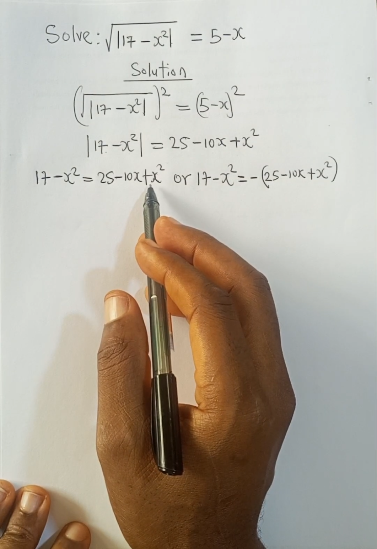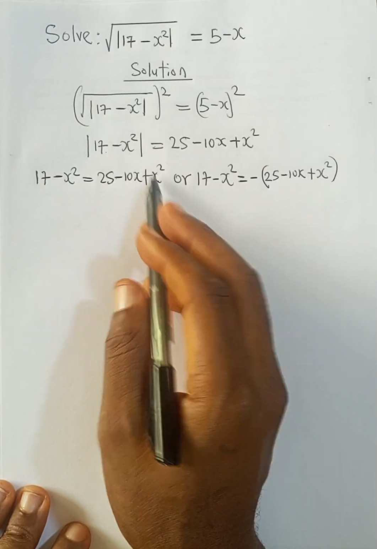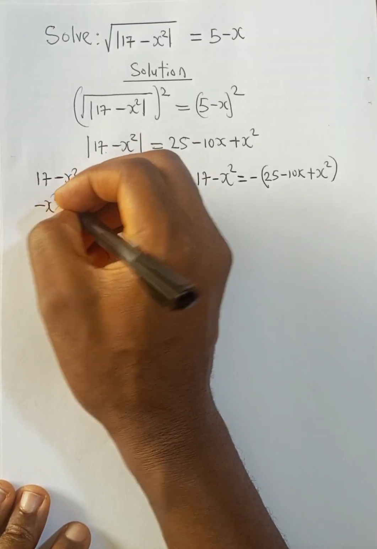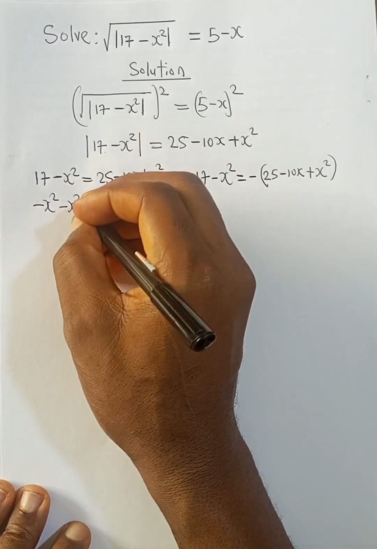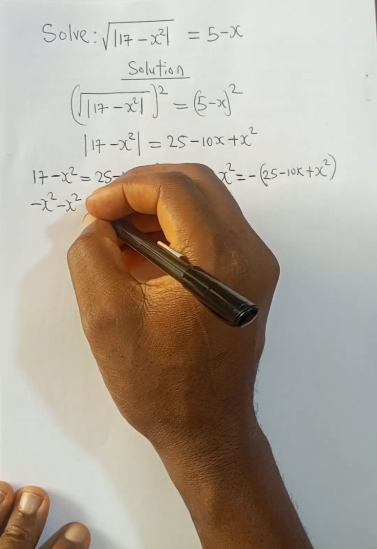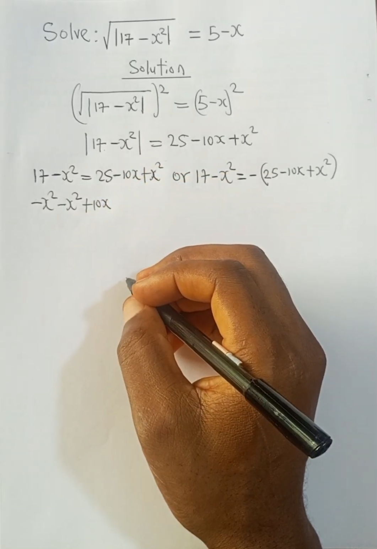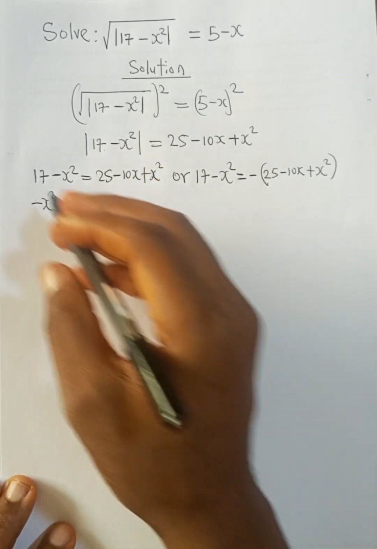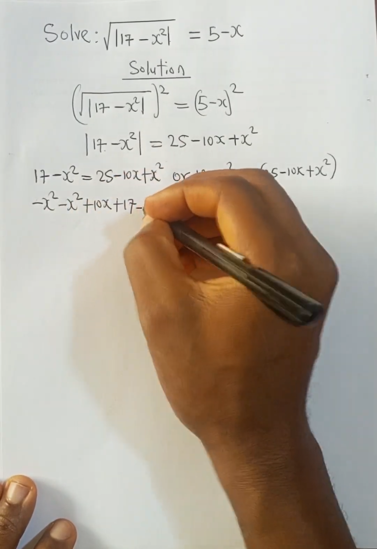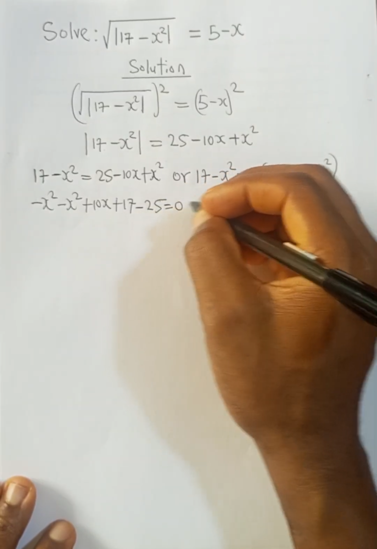Now let's proceed. We'll collect terms here. This minus x coming here will give you, this plus x coming here will give you minus x. So already we have minus x squared here. This one coming here, minus x squared. Then we have minus 10x coming here will give us plus 10x. Are you with me? Then we have minus 17. The plus 17 is here already. Then 25 coming here will give us minus 25, equals 0.